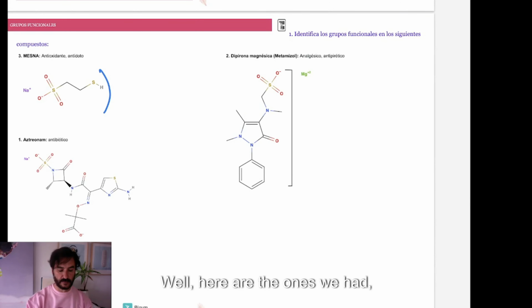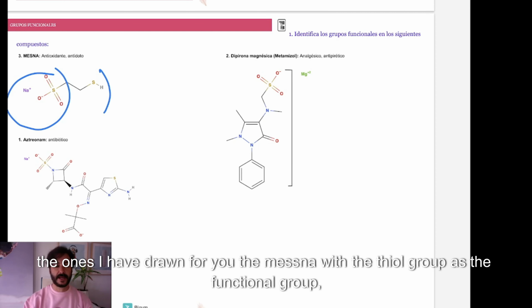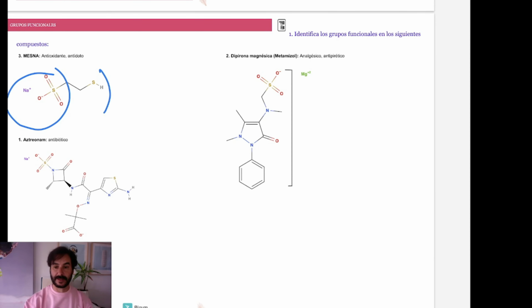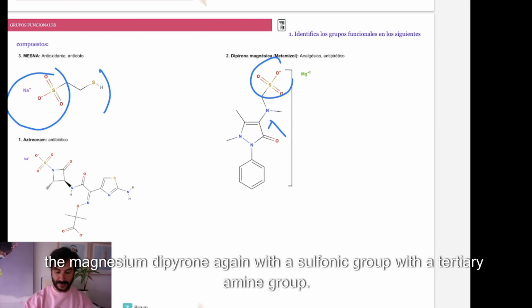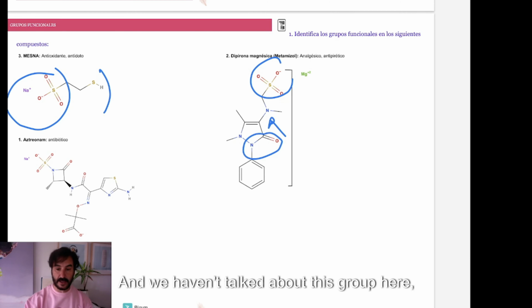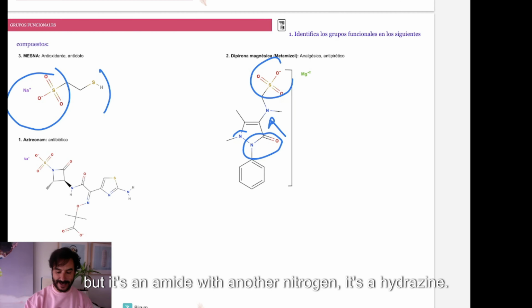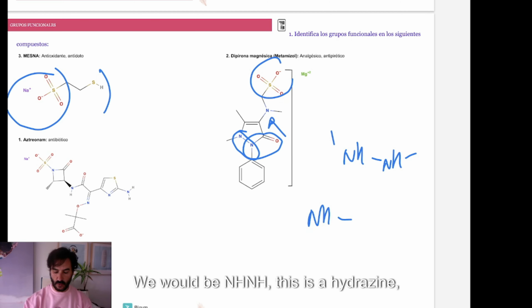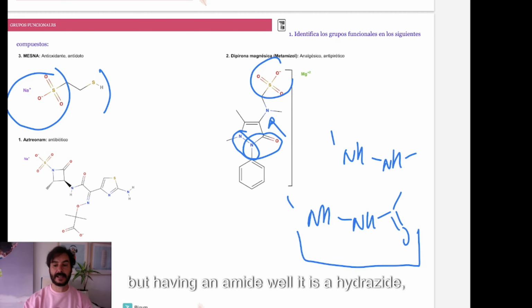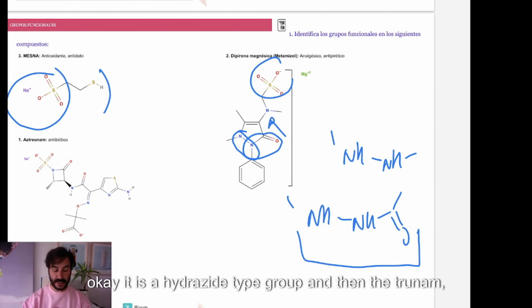Well, here are the ones we had, the ones I have drawn for you: the mesna, with the thiol group as the functional group and a sodium sulfonate group; the metamizole magnesium, again with a sulfonic group, with a tertiary amine group. And we haven't talked about this group here, but it's an amide with another nitrogen. It's a hydrazine. We would have NH-NH. This is a hydrazine, but having an amide, well, it is a hydrazide. Okay, it is a hydrazide type group.